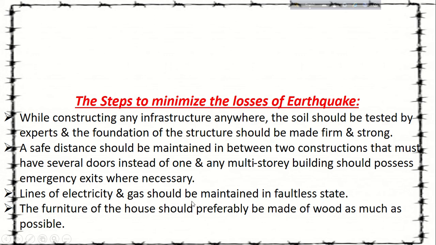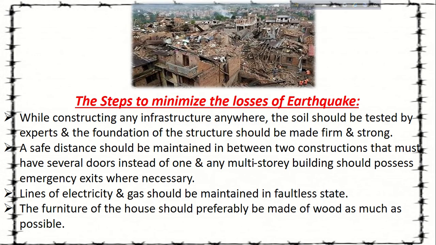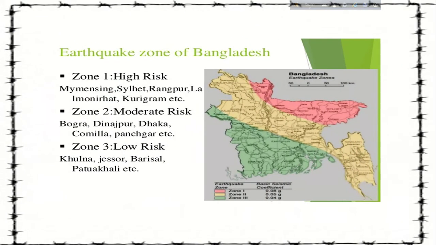Lines of electricity and gas should be maintained in a faultless state. Every day we have to be very careful about checking our electricity and gas lines. The furniture of the houses should preferably be made of wood as much as possible. So, follow this to reduce the debris of the earthquake within a very short time.